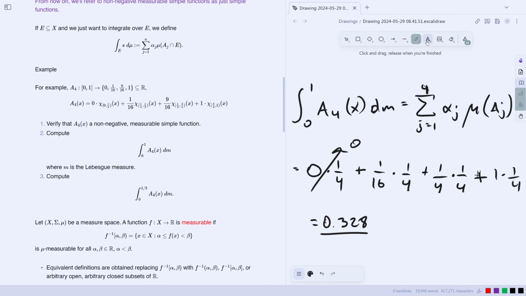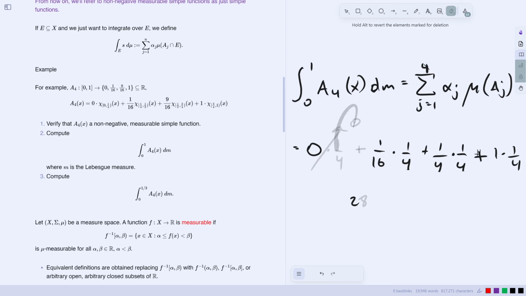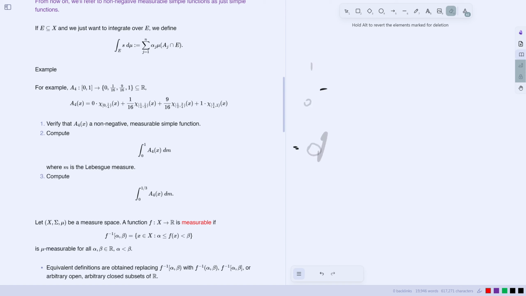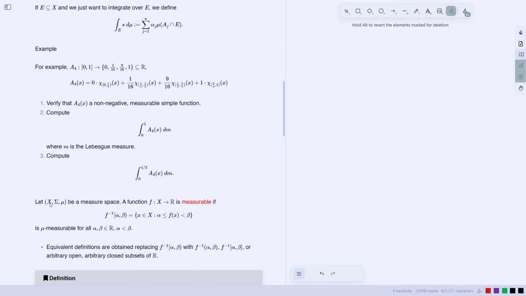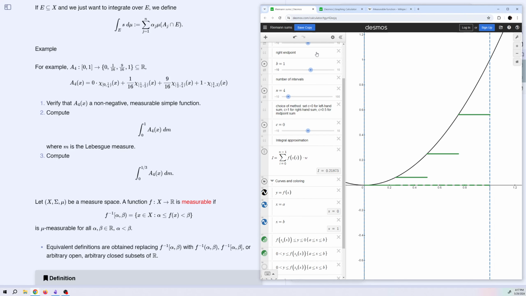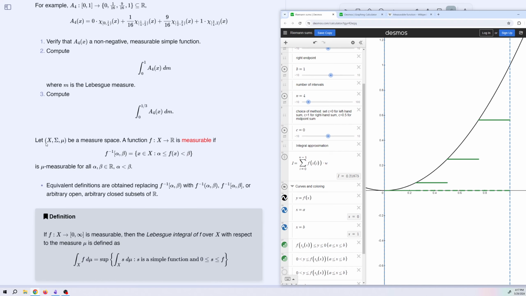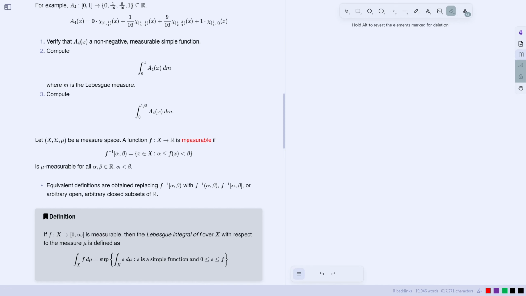Now we're ready to define the Lebesgue integral for a general non-negative function. To do so, notice how we had to stipulate that our simple functions were measurable. We're going to do the same thing in talking about the functions we want to integrate. So given any measure space, set X, sigma algebra sigma, and measure mu, a function from X to the reals, we call it measurable.